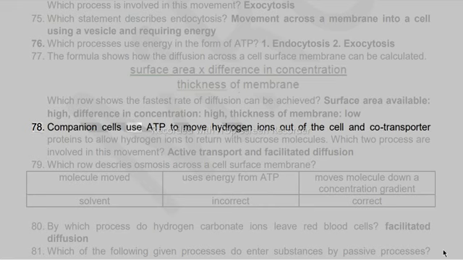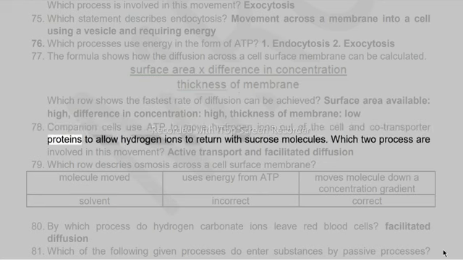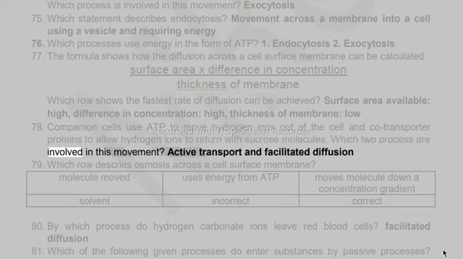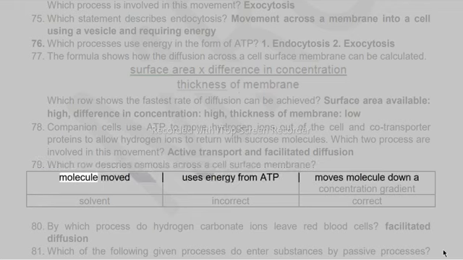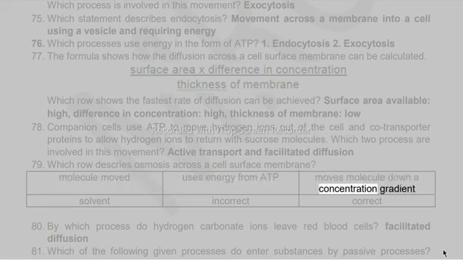78. Companion cells use ATP to move hydrogen ions out of the cell and cotransporter proteins to allow hydrogen ions to return with sucrose molecules. Which two processes are involved in this movement? Active transport and facilitated diffusion. 79. Which row describes osmosis across a cell surface membrane? Molecule moved: solvent. Uses energy from ATP: incorrect. Moves molecule down a concentration gradient: correct.